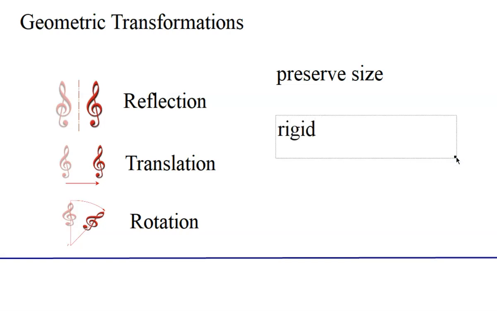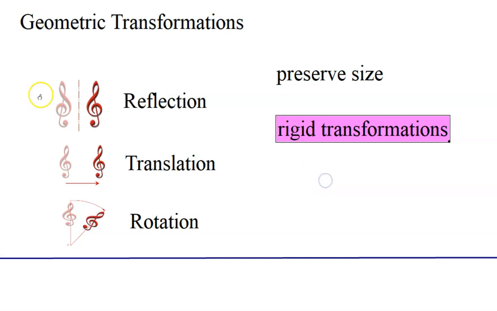Rigid transformations. The word rigid basically is the opposite of the word flexible. So in other words, this is something that does not change at all. Rigid, the shape stays exactly the same. And that means the size stays exactly the same. And the other term for that is isometry.